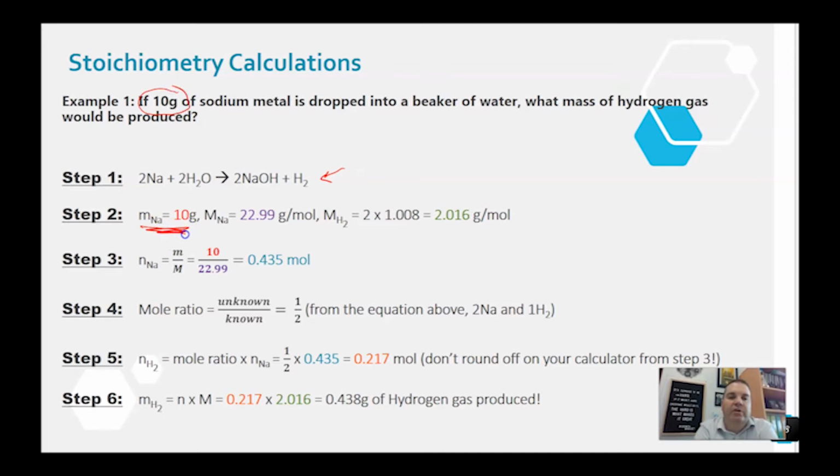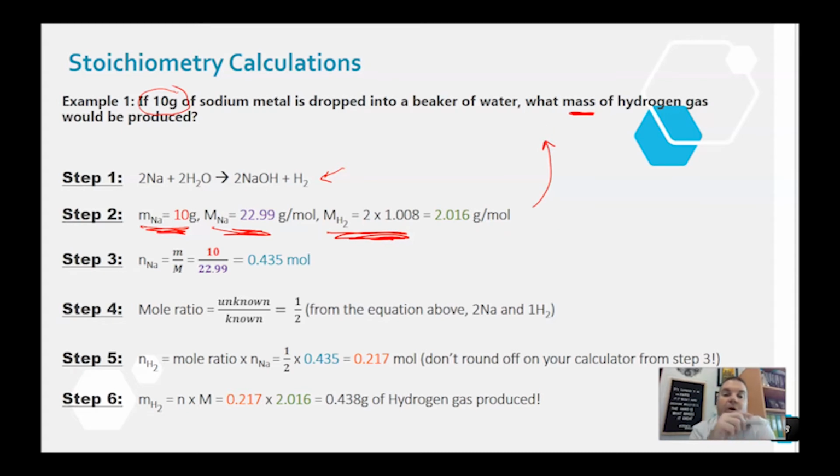So we put the mass of sodium is 10 grams. We can get the molar mass off the periodic table. We're trying to work out the mass of hydrogen, and so we can get the molar mass of hydrogen as well. So this is just what we know. All of that is from the question up here.